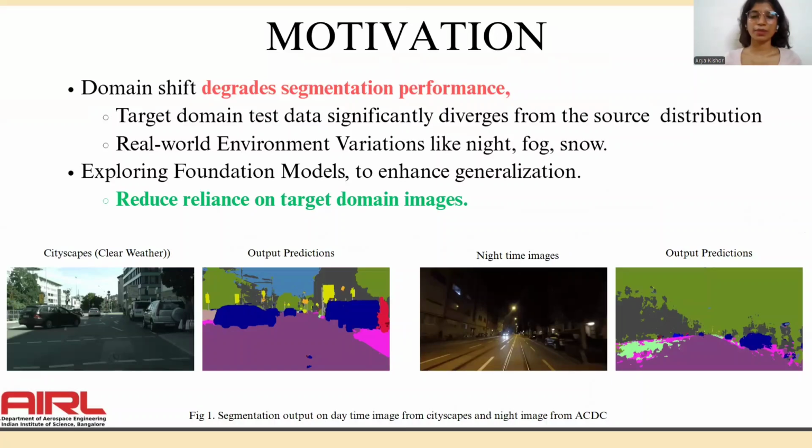For autonomous driving applications, we have access to daytime images in clear weather. Our goal is to solve domain shifts to adverse weather conditions such as snow, fog, and night, to enhance generalization and reduce the dependence on target domain dataset.